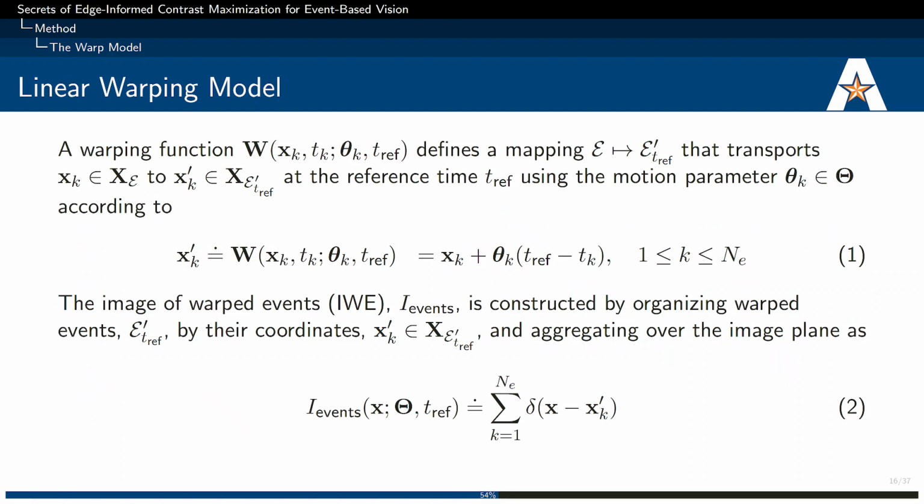We employ a linear warping model. Theta represents a 2D velocity associated with each pixel as expressed in equation 1. The image of warped events, IWE, is obtained by accumulating events over the image plane as shown in equation 2. The Dirac delta in equation 2 is approximated by a Gaussian kernel.